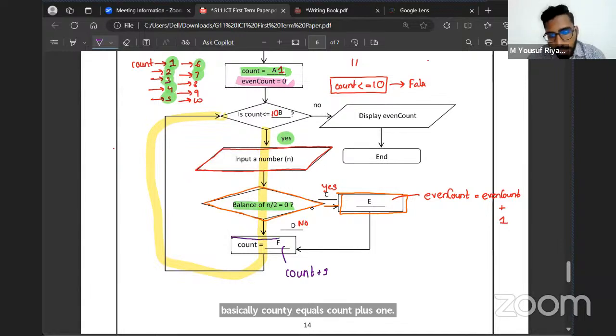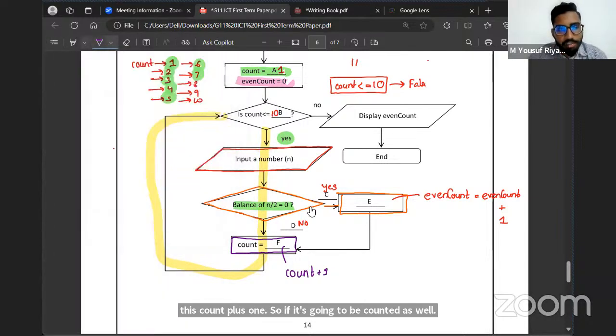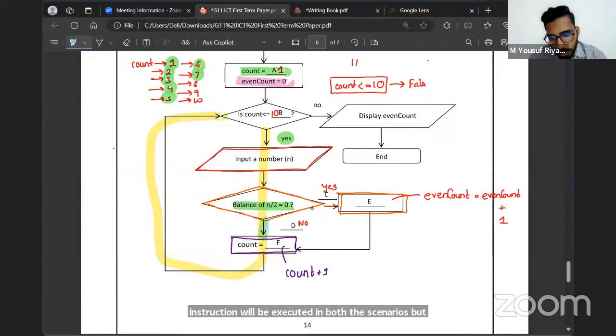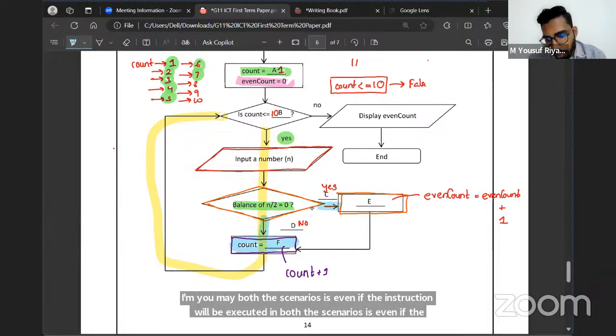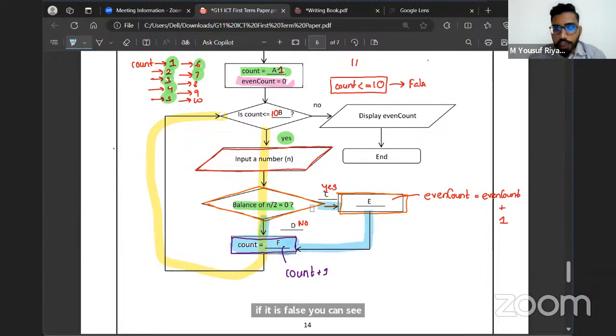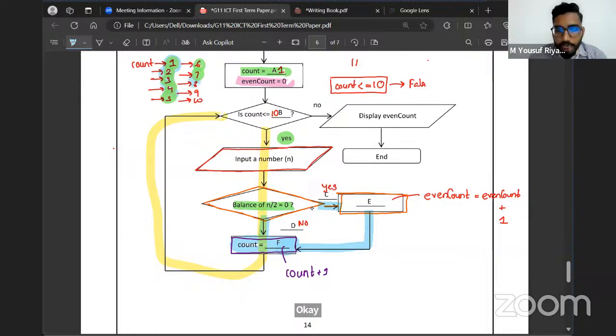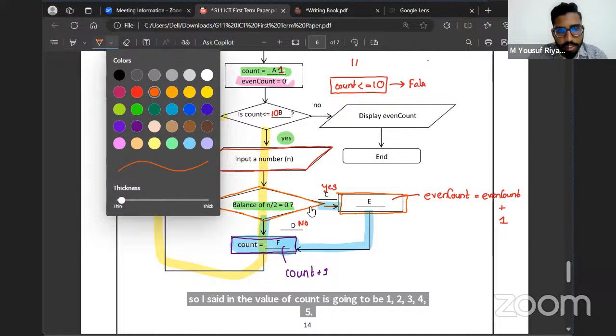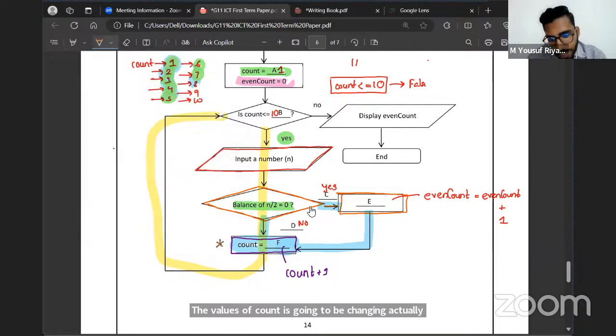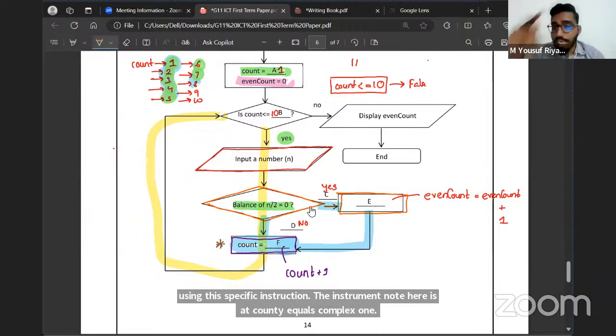Now this count plus 1 instruction will be executed in both scenarios. By both scenarios I mean even if this condition, the balance check, is false, you can see it's executing. Even if it is true, at the end of the day, it's coming back here. Now count equals count plus 1 is the instruction that changes the value of the count variable, which is mainly used so that we can make sure these instructions are repeated 10 times. I said the value of count is going to be 1, 2, 3, 4, 5. The value of count changes using this specific instruction, count equals count plus 1. That is the flow that's going to change the value of count in every repetition.